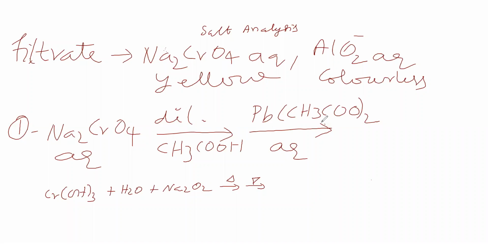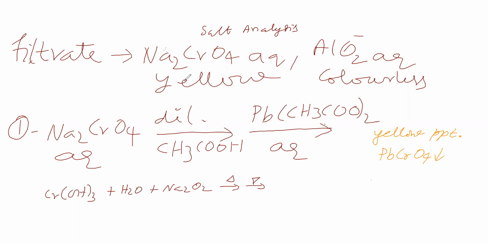Now we added lead acetate. Here we will get a precipitate. The precipitate is a yellow precipitate. Can you name the yellow precipitate? Here lead is a cation, and the anion is chromate. This cation lead and anion chromate become lead chromate, which is the yellow precipitate. So if the filtrate contains either sodium chromate or metaaluminate, if sodium chromate is there, one test is like this: we will get a yellow precipitate, that is lead chromate.